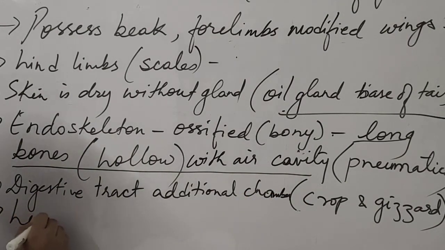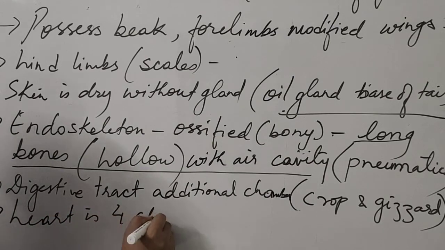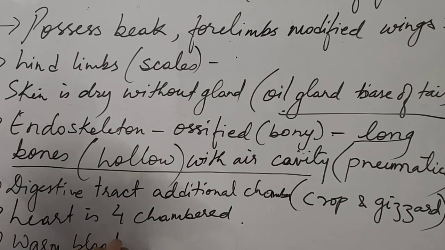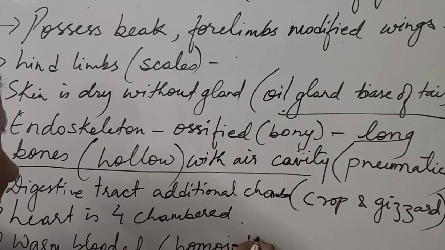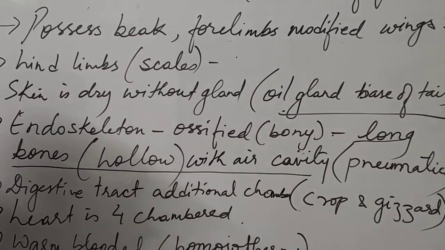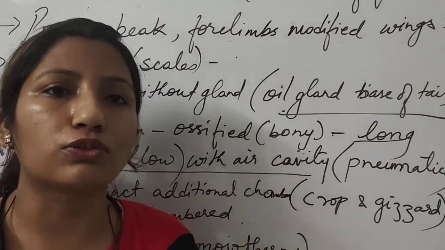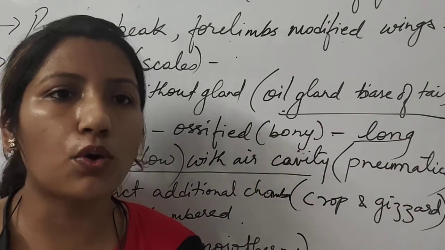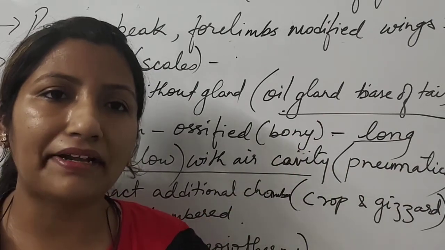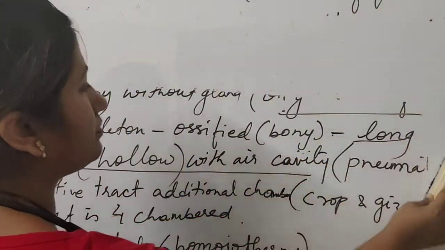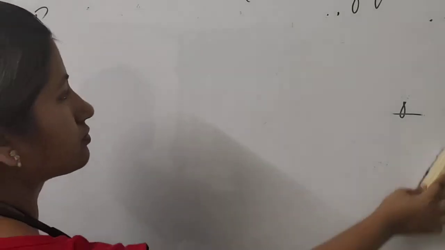So the heart is 4-chambered. And they are warm-blooded animals. Warm-blooded animals, what is the difference? Warm-blooded animal is also known as homeotherms. So warm-blooded animals, they can maintain their body's temperature no matter whatever the temperature outside is. If the temperature is extremely cold, if the temperature is extremely hot, they can still maintain the same temperature. So birds are warm-blooded animals.